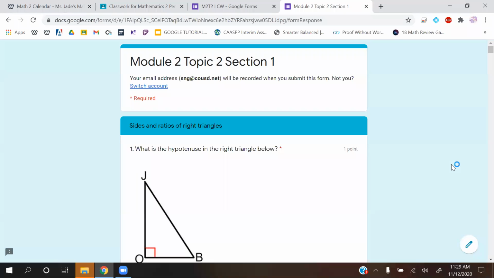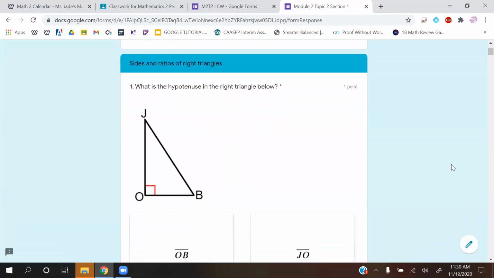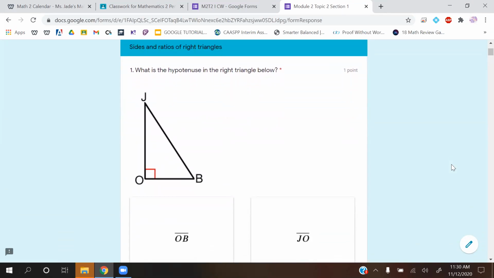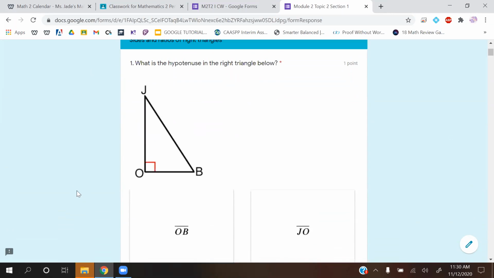So now that we're on Module 2, Topic 2, Section 1, the Google Form classwork, let's fill it out together. Looking at the first problem, we should all be looking at the same problem. Okay, so this is number 1. It's number 1. What is the hypotenuse in the right triangle below? And then we're going to choose the side.